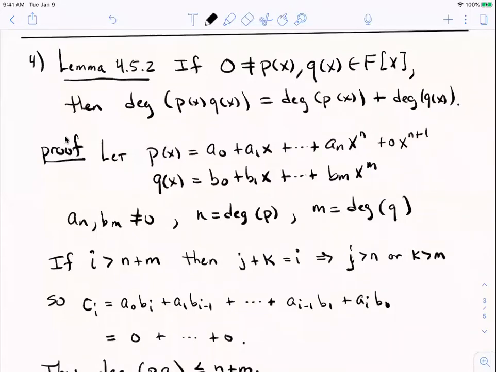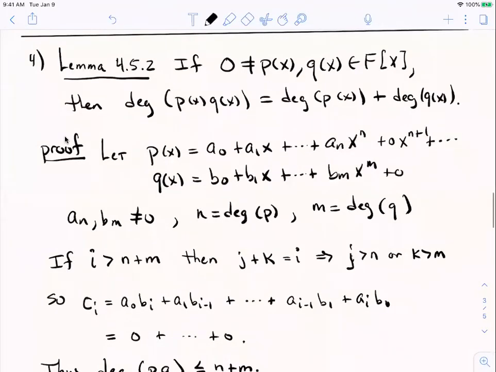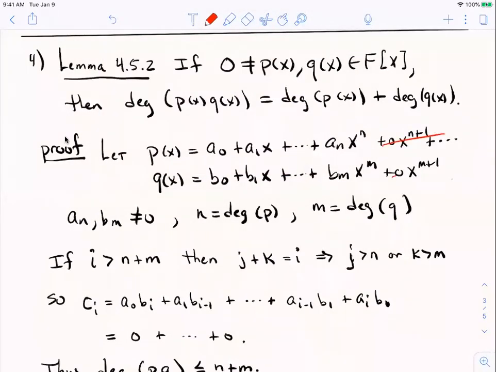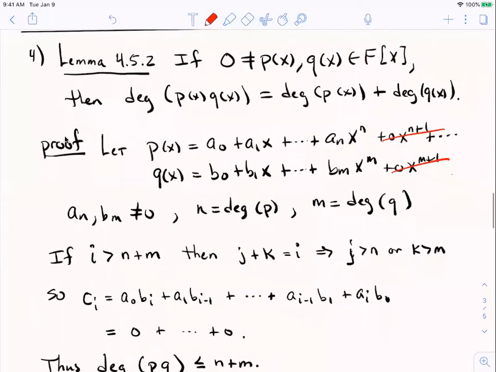So you can write plus 0 times x to the n plus 1, plus 0 times x to the m plus 1. But in general, we just want to shorten the notation. We don't need to write all of that. You just indicate that n and m are the degrees. By definition, n is the largest index with a non-zero coefficient.